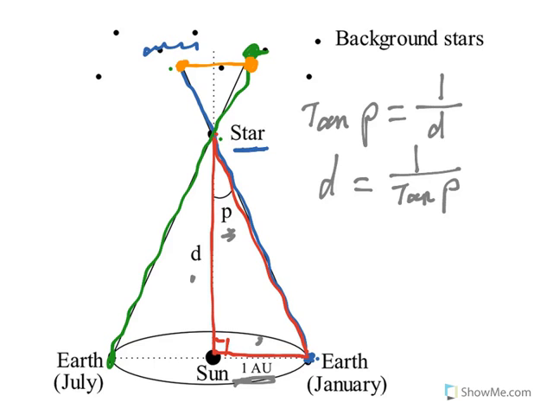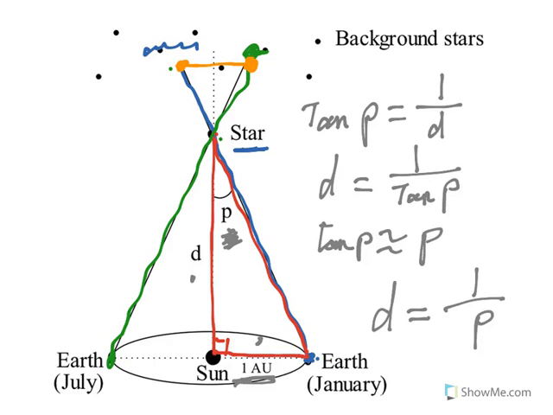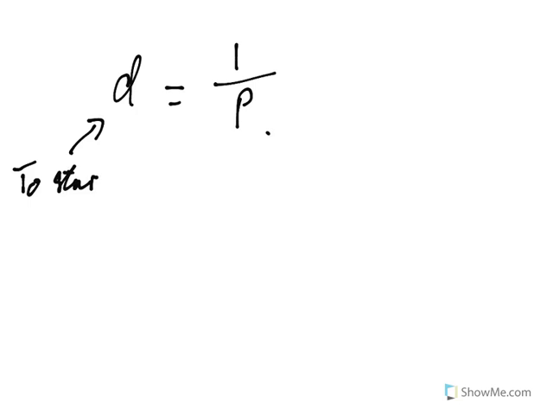Now, the thing is, these angles are very, very small. So for small angles, as it says in your notes there, those go in the one gap under that diagram, and these are very small angles, tan p is approximately equal to p. If that's the case, then the distance is 1 over p, that parallax angle. So our distance, d, equals 1 over p. That's the distance to the star, and that's our parallax angle.